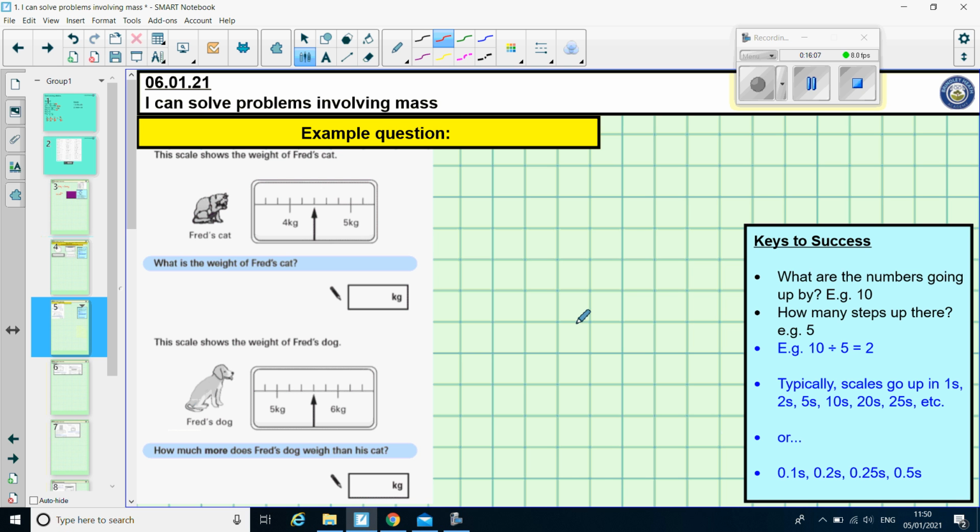Okay, we have got some questions then for you to have a go at involving scale. So there are 2 questions on the screen now, doing exactly what we've just looked at. Again, I'd like you to pause the video and see if you can work out the answers to these 2 questions.